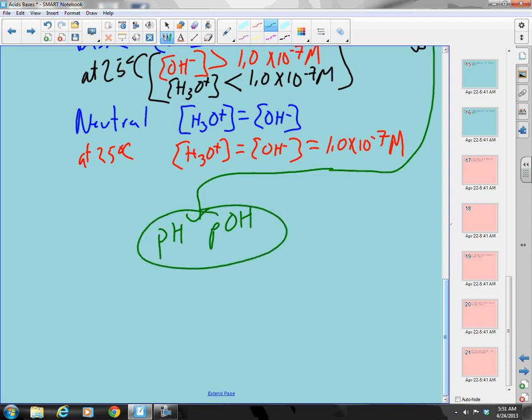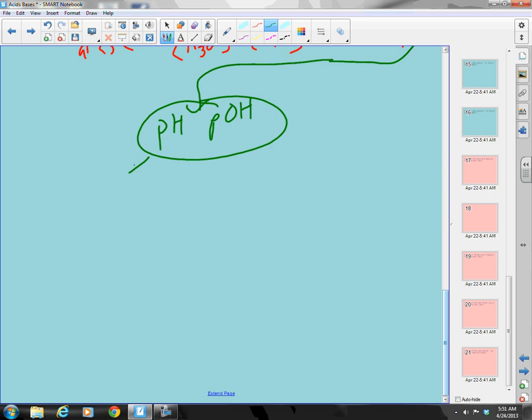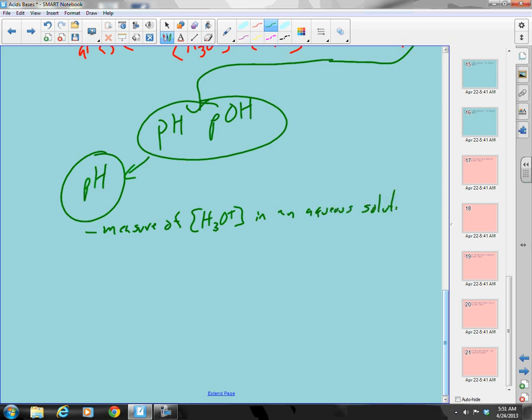And there we go, pH and pOH, right? What are we talking about here? Well, these are very important to us, and let's first talk about pH. What's a good definition? pH is a measure of hydronium concentration in an aqueous solution. Now, how do I calculate pH? pH is equal to the negative log of my hydronium concentration. It is that simple.